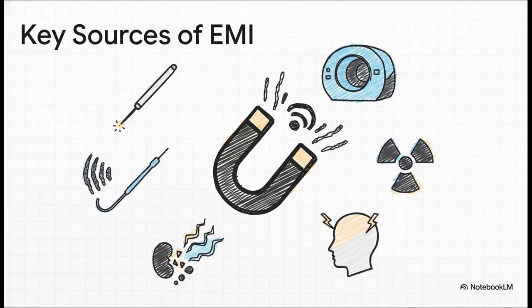So what are we talking about when we say EMI? Well, the number one culprit in the operating room is, of course, monopolar electrosurgery, the Bovie. But as you can see, the list is pretty long. We've got radiofrequency ablation, radiation, lithotripsy, even ECT. Just being aware that these are potential troublemakers is the first step to managing the risk.